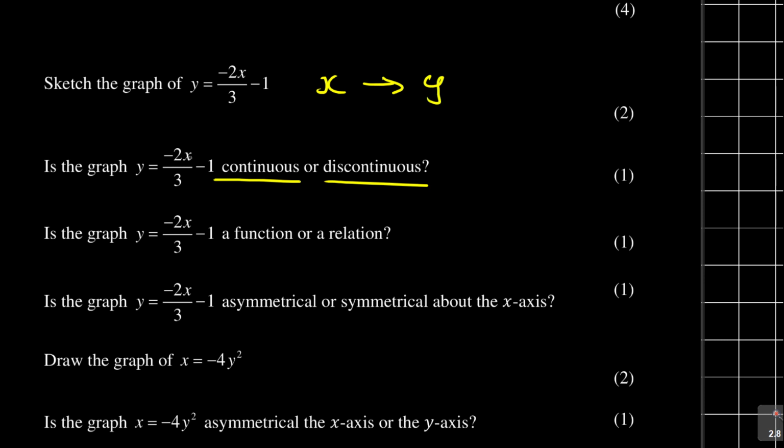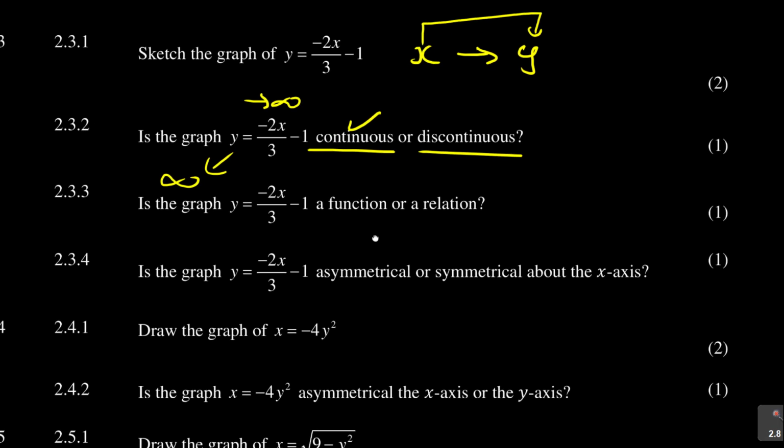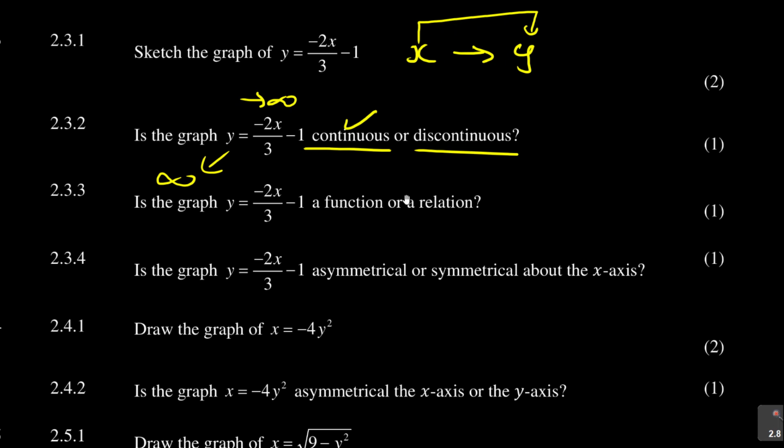Yes. Whatever value of x can approach infinity. Even here, y will also approach infinity. So for every value of x, we will get a value of y, meaning for every domain there will be a range. So yes, this graph is continuous. Next one, is the graph of this a function or a relationship?